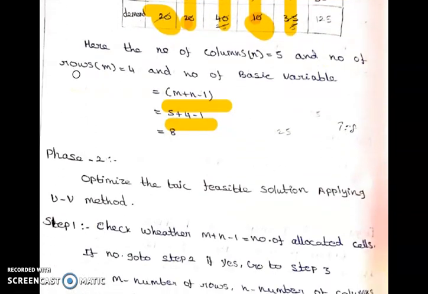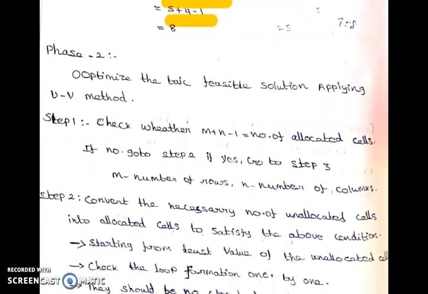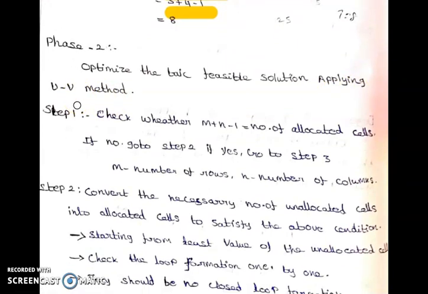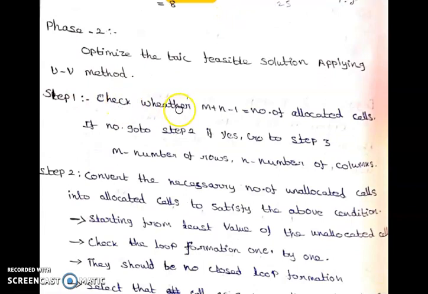So phase 2: optimize the basic feasible solution by applying the UV method. Step 1: check whether m plus n minus 1 is equal to the number of allocations. If no, go to step 2. If yes, go to step 3. If no, check whether m plus n minus 1 equals the number of allocation cells. If no, go to step 2. If yes, go to step 3.